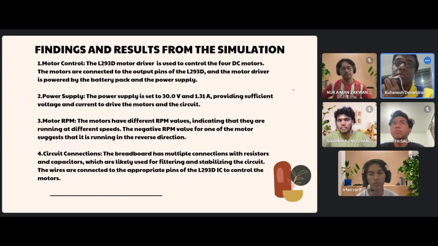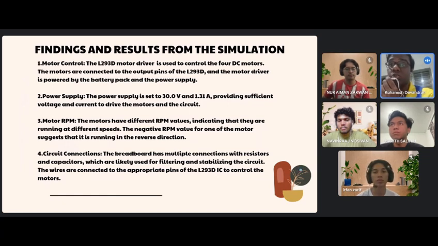And for the last, which is the circuit connections, the breadboard has multiple connections with resistors and capacitors, which are likely used for filtering and stabilizing the circuit. The wires are connected to the appropriate pins of the L293D IC to control the motors. Next.